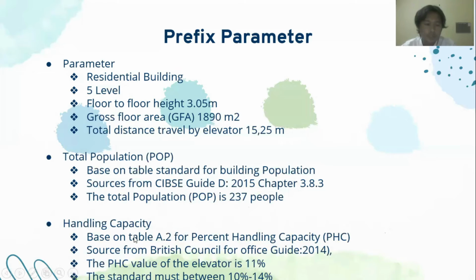Handling capacity is based on table A.2, 4% handling capacity, PHC. Sourced from the British Council for Offices Guide 2014, the PHC value of the elevator is 11% and the standard must be between 10 to 14%, which is acceptable.